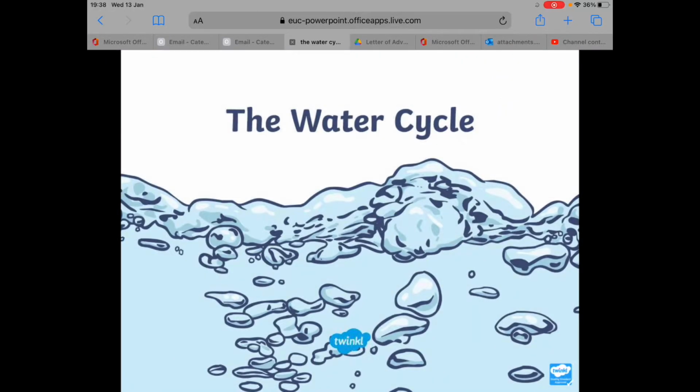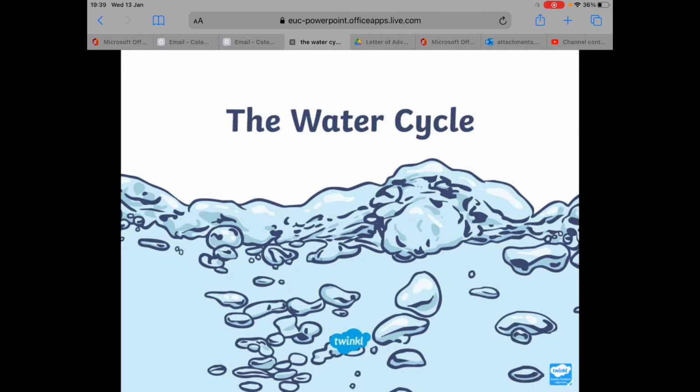Hi Year 6, this is your science lesson for Monday, and we are now thinking about the water cycle. So we started off by revising water changing state, thinking about how water can exist in 3 different states, as a solid, a liquid or a gas, and when it's changing between the states I asked you to think about real life examples of evaporation, which is a key part of the water cycle.